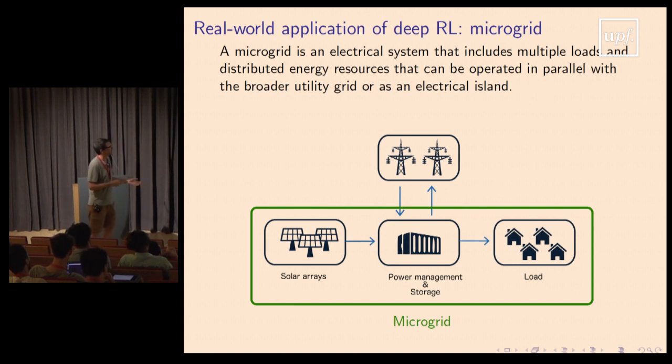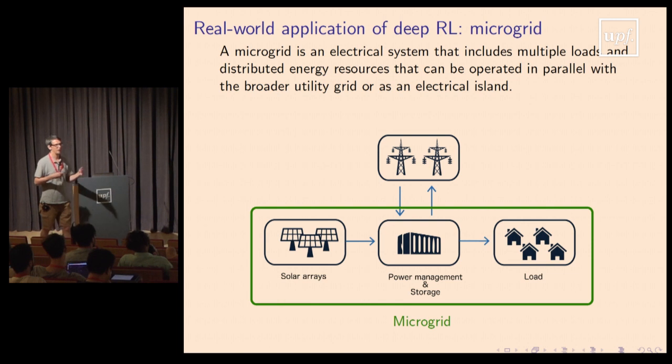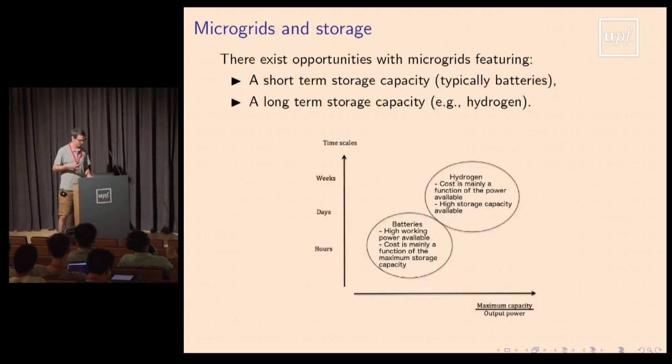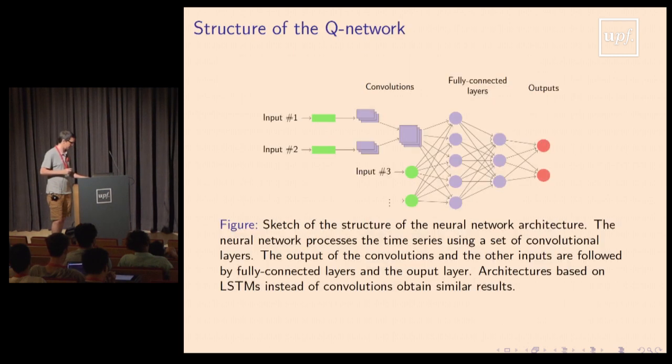So let's say you have a microgrid that is connected to the grid with some solar panels, some loads, some storage systems. By learning from trial and error, you can also, via deep reinforcement learning, manage to learn, for instance, if you have short-term storage with batteries and long-term storage with hydrogen, you can try to make the best of these storage devices. So you can use convolutions to treat the time series. Recurrent neural networks are also an option.